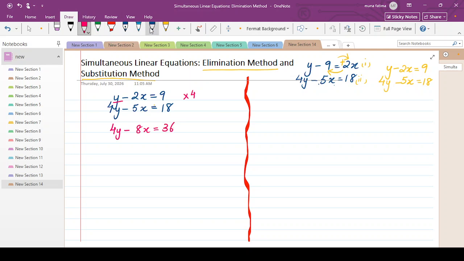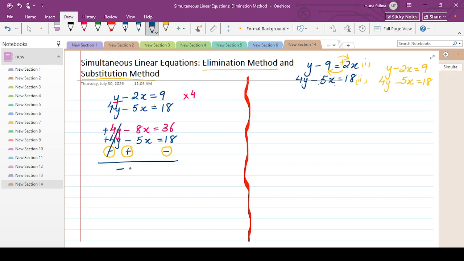This second equation stays as it is: y minus 5x is equal to 18. We're going to subtract because both of these are positive. We're going to change the sign. This becomes a positive, this is a positive, becomes a negative. We're just going to consider these signs now. This, this, and this. Because now you have a plus 4y and a minus 4y, this is gone, eliminated.